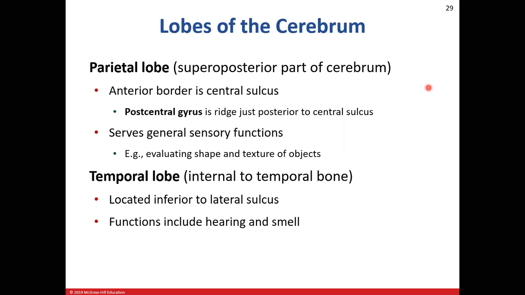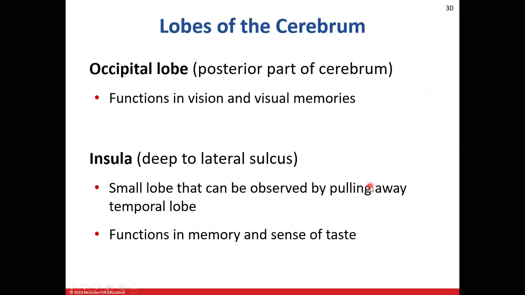The temporal lobe is internal to the temporal bone. It's going to be located inferior to the lateral sulcus, and it's going to function in hearing and your sense of smell. The occipital lobe is the posterior part of the cerebrum, it's going to function in vision and visual memories. And then, as we said, the insula is that fifth lobe.